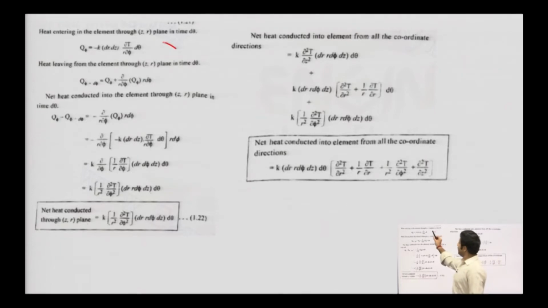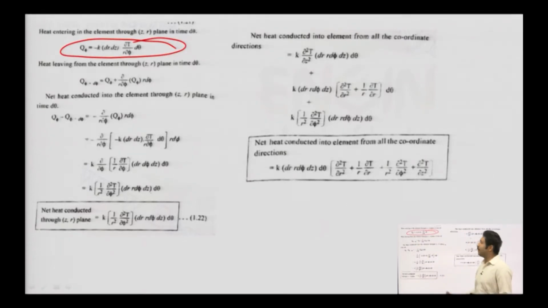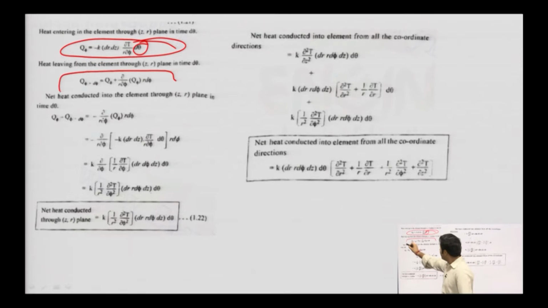Now, heat entering the element through the ZR plane in time d theta. So it will be Q phi equals minus K dr dz del T by R del phi. See, del phi will be the thickness. D theta is the time, no issues. So heat leaving the element through the ZR plane in time d theta will be just Q phi plus d phi. So apply Q phi here and here.